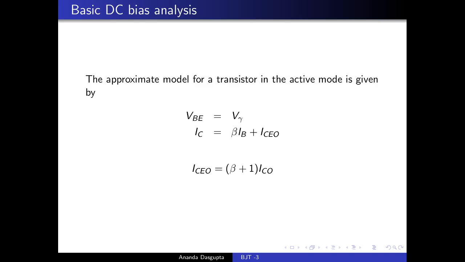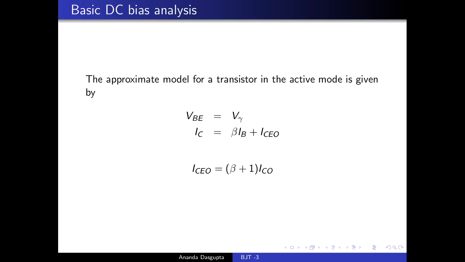However, the reason why I am still including this term in our more careful DC bias analysis is simply this. ICO is strongly temperature dependent. As I had explained earlier, it roughly doubles for every 10 degrees Celsius rise in temperature. Now, this may seem like a very tiny thing given the fact that both ICO and ICEO are rather small. However, what this really shows is that if you have a circuit in which IB is held fixed by external constraints, then the change in IC as temperature changes is essentially beta plus 1 times bigger than the change in ICO.